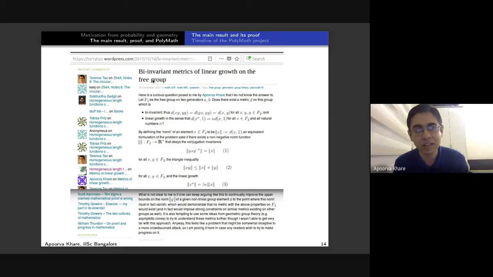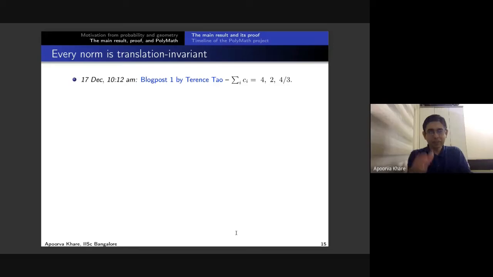And then he explains the 4/3 and 4 over 3, and then says, what is not clear to me is if one can keep arguing like this to continually improve the upper bounds to the point where this norm would in fact vanish. It is also tempting to use some ideas from geometric group theory and so on. Anyway, this feels like a problem that might be receptive to a crowdsource attack, and so I am posing it here. Okay. And so now let me start telling you the timeline. I have put the times in India time, so sorry for that.